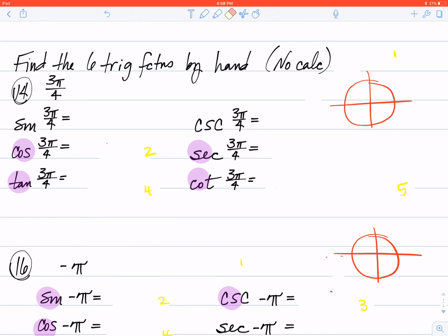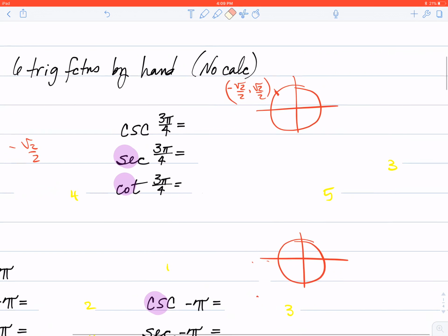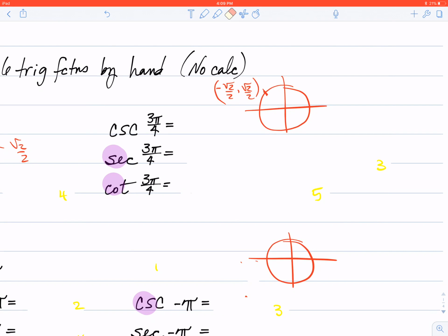So once again, first of all, figure out where it is. 3 pi over 4 is smack dab in the middle of the 2nd quadrant. Secondly, get your coordinate, so that's negative root 2 over 2, root 2 over 2. And then go find your value. So cosine is going to be my x value, negative root 2 over 2. In order to get my secant, all I have to do is flip my cosine value over.